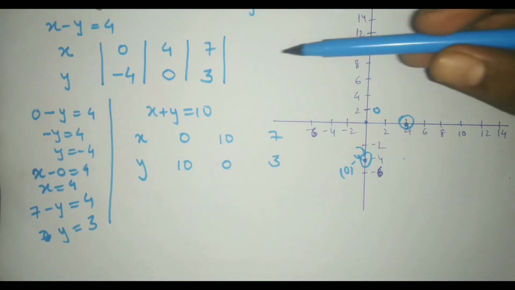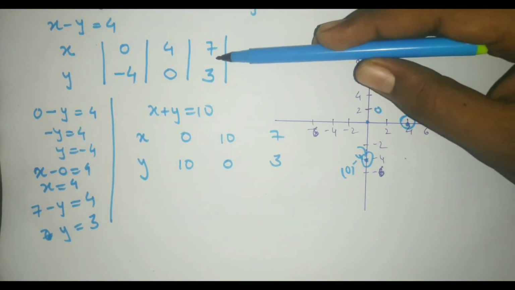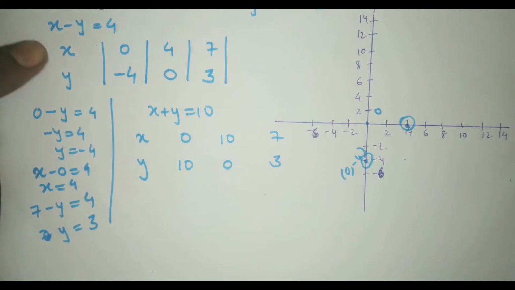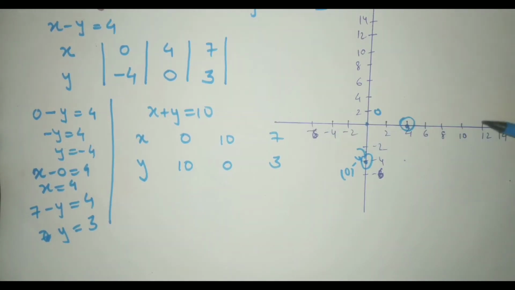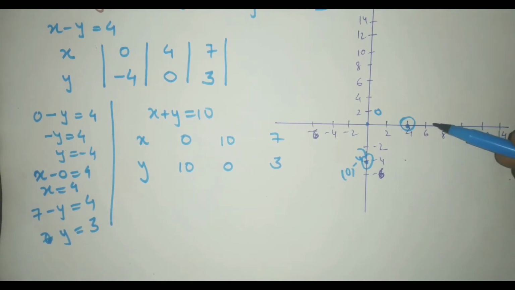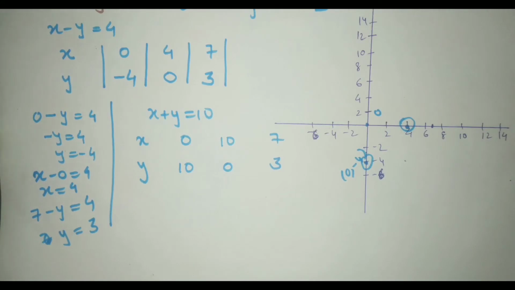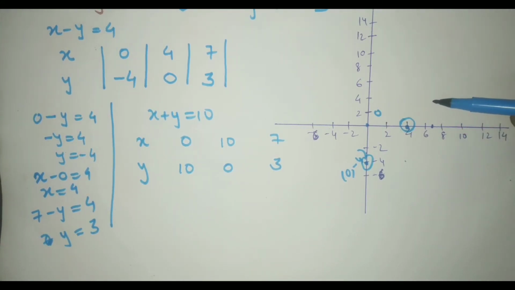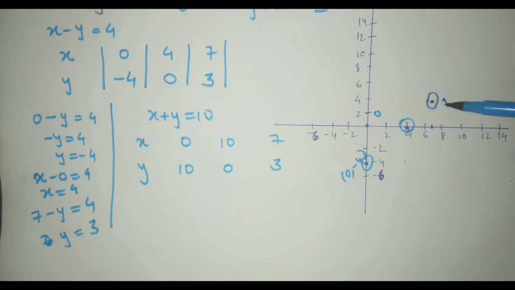Now what about the next coordinate point? That is 7 comma 3, fine. So we have to plot 7 comma 3. 7 on the x axis and 3 on the y axis. So on the x axis, positive 7 will be around somewhere here, right? And what about the 3 on the y axis? It will be somewhere here, okay, somewhere here, 7 comma 3, fine.